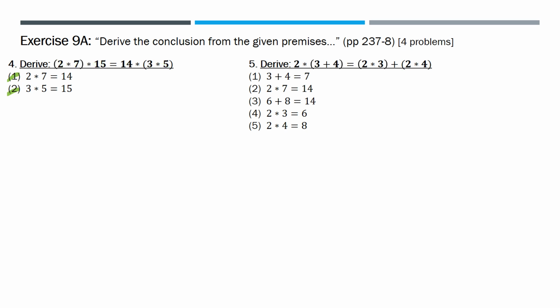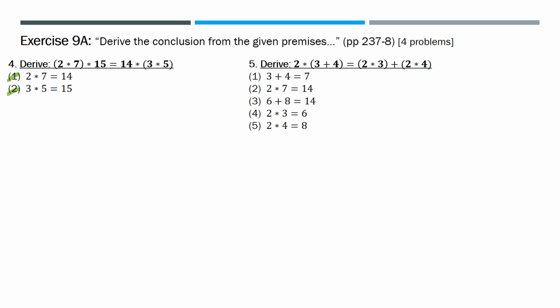The first thing is to look at the conclusion. Okay, there's definite overlap between the conclusion and the premises. So we have this 2 times 7, this shows up here in the premises. We have this 15, this shows up here. We have this 14, this shows up here. And we have this 3 times 5, this shows up here. So there's definite overlap. There better be some overlap.